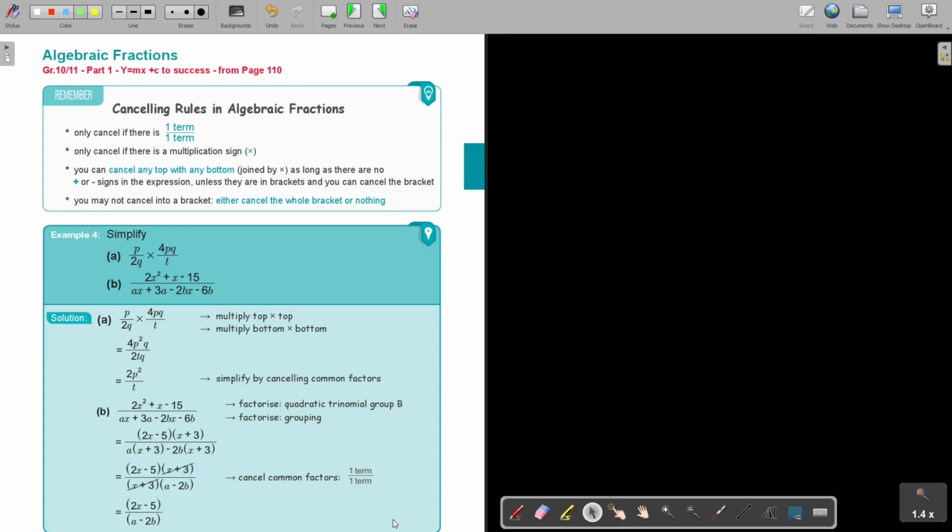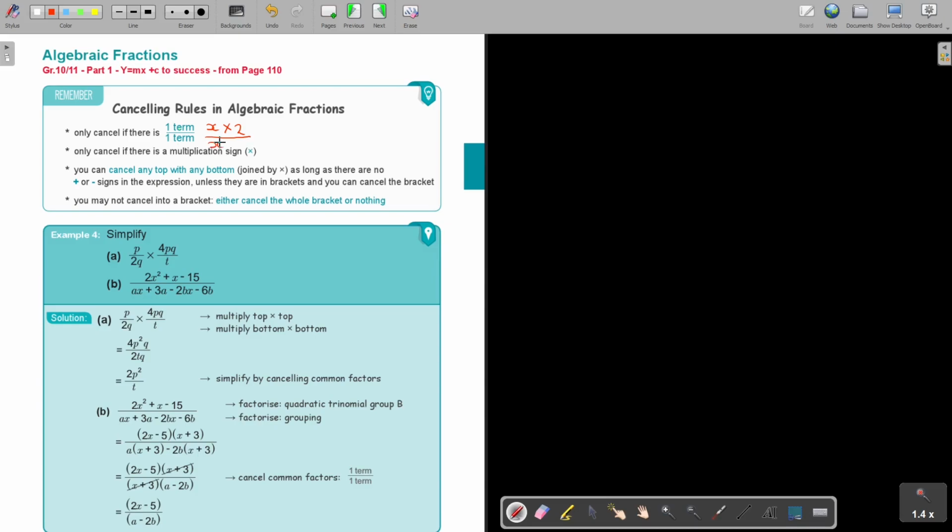I took this from the textbook. This is very, very important: the cancelling rules in algebraic fractions. You can only cancel if there's one term over one term. Okay, very important, that term must have a multiplier. Let's rather just say, if there's a multiplier, that's one term.